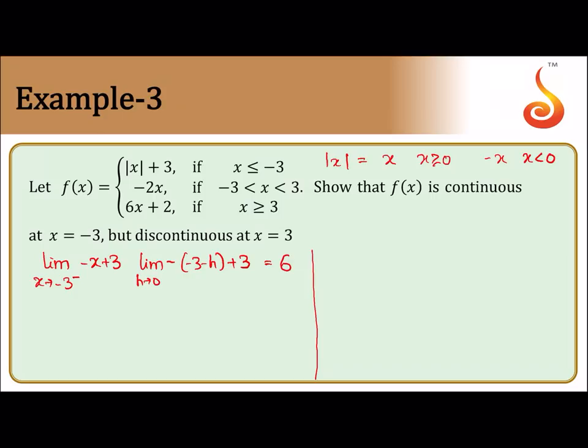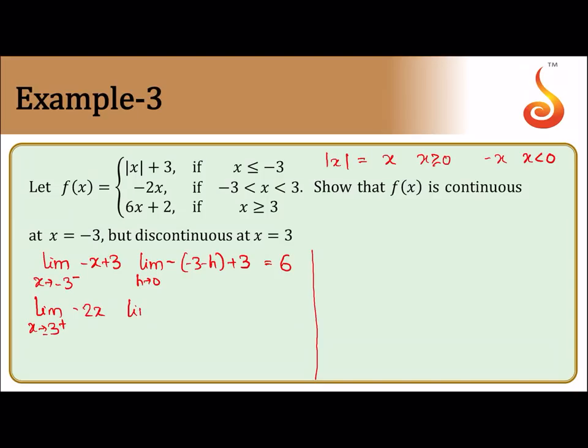So you get how much? 6. Minus minus plus 3 becomes 0. So minus 3 minus h. You are approaching from the left, which means a little away from minus 3 in the negative direction.